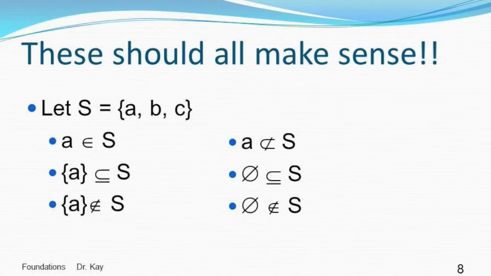All of these statements should make sense, so let's just go through them real quick. Let's suppose that S is the set containing 3 elements, A, B, and C. A is indeed an element of S. The set containing A is a subset of S, and in fact, it's also a proper subset of S. But the set containing A is not an element of S, right? Because that would require us to have a set that had a set in it. A is not a subset of S. The empty set is indeed a subset of S because everything in the empty set is also in S, but the empty set is not an element of S.